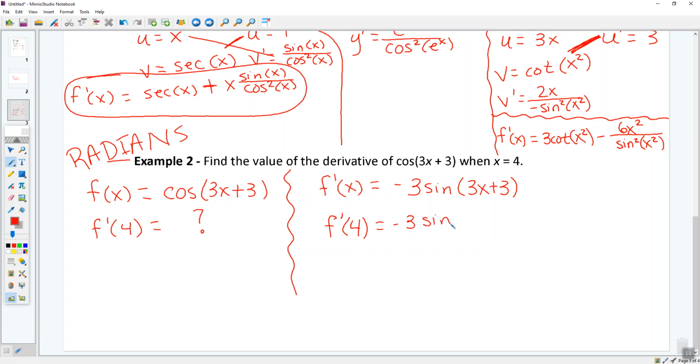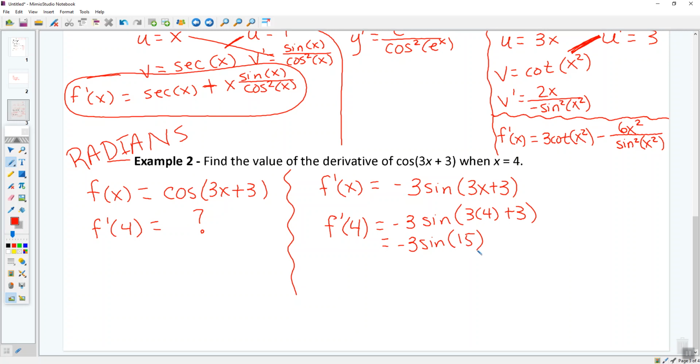sine of 3 times 4 plus 3. Now guys, my math skills aren't very good. What's inside this set of parentheses after sine? Did I hear 15? Okay, so in your calculator, what I'd like you guys to do is find the sine of 15, understanding that if it's not 15 degrees, that's 15 radians.